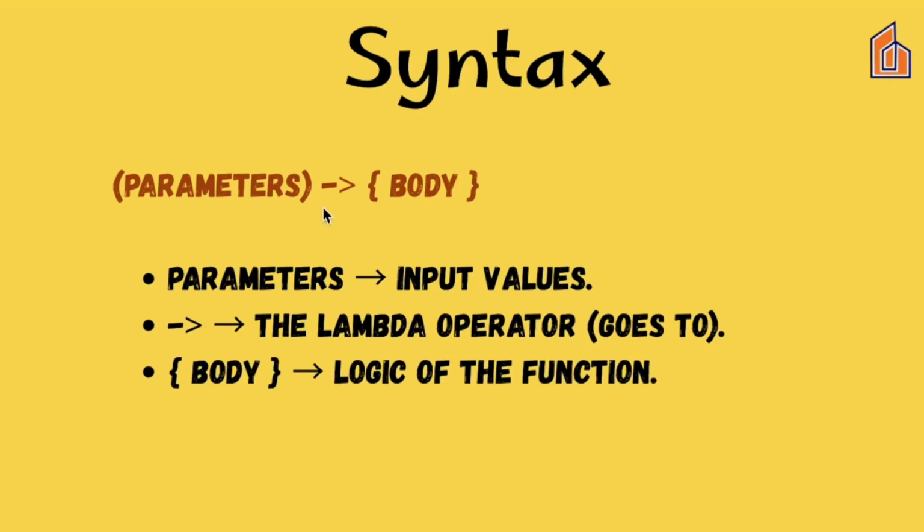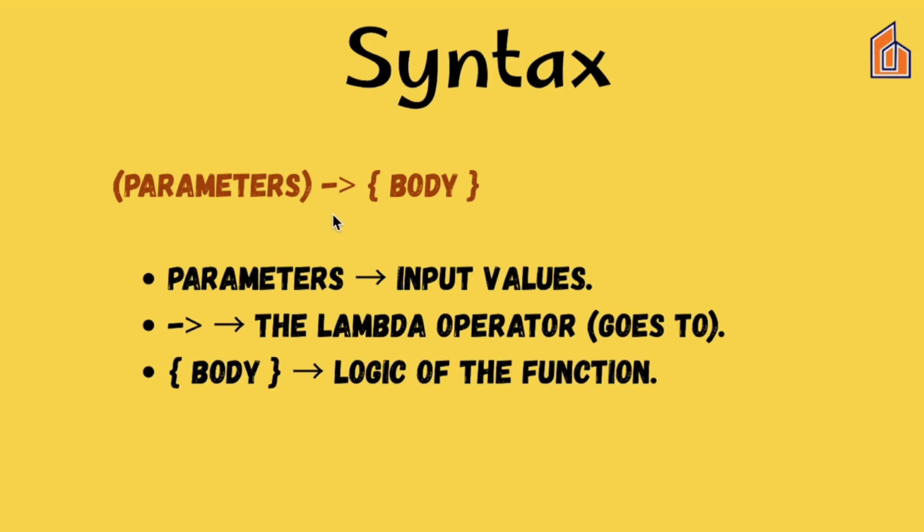Now, let's look at the syntax of a lambda expression in Java. The general form is parameters and then the body. The first part, parameters, represents the input values of the function. If your method takes no input, you simply write empty parentheses. If it takes one input, you can write just a variable name like x. If it takes multiple inputs, you can enclose them in parentheses like (a, b).